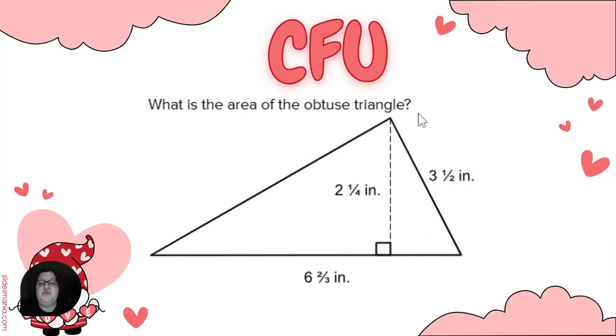Now I want you all to do your check for understanding. What is the area of the obtuse triangle? We have our base, our height, and you will also notice that we have a slant height given. Once you finish your check for understanding, I want you to go ahead and put your answer into Google Classroom for this assignment and submit that to me.